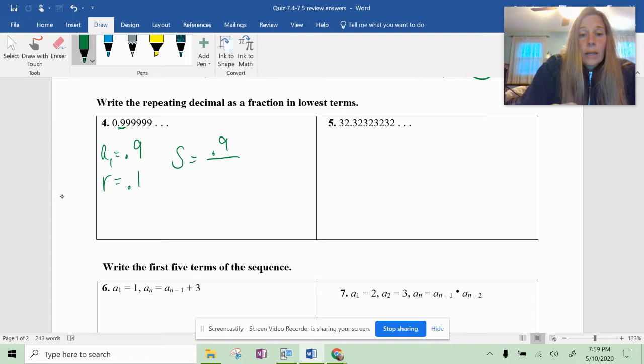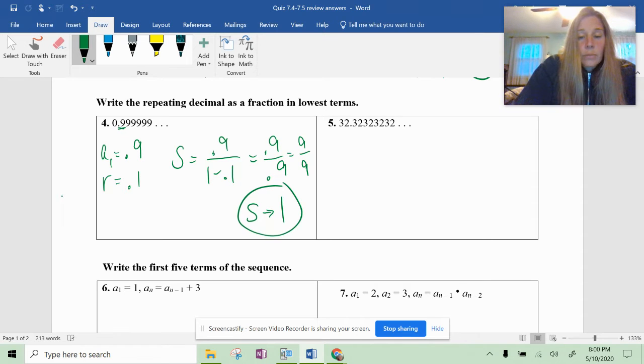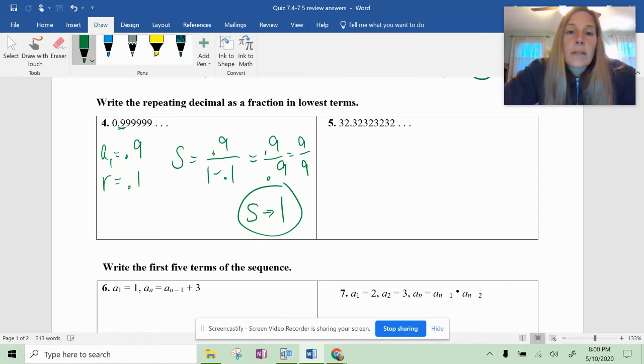So 0.9 over 1 minus 0.1. And that's going to give us 0.9 over 0.9. And interestingly enough, this one is actually just going to round up to 1. So that's a perfect example of where the sum doesn't actually equal that number. It just is showing you what it's approaching, because we know that 0.9999 repeating is not exactly 1, but that would be the sum that's approaching.